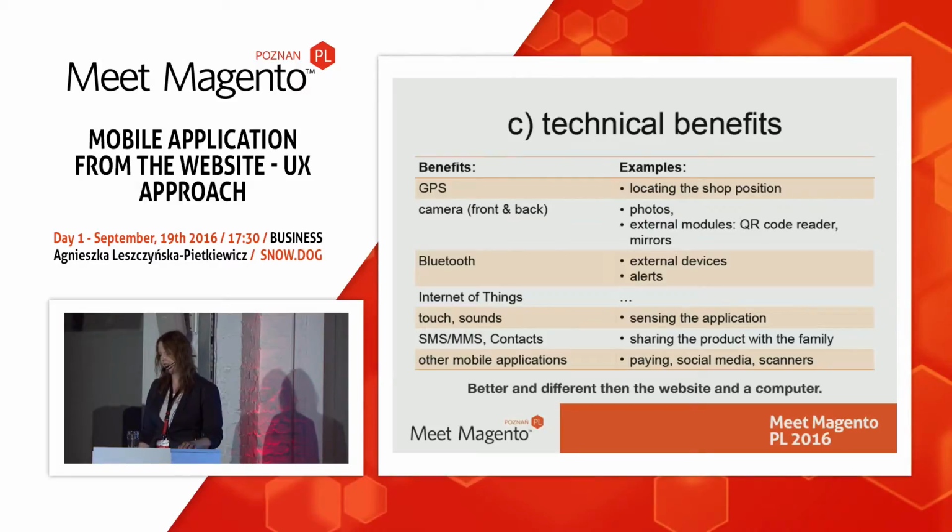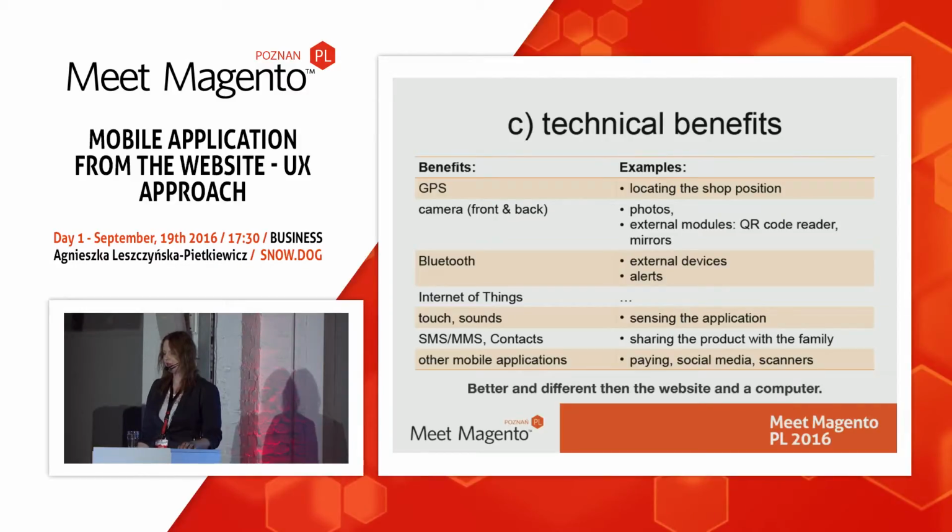There are also technical benefits at last. It's obvious, but people forget about it. Mobile devices have something that a computer doesn't have. You can have GPS, camera front and back. All right, it is on the computers, but it's not used in the shops. Bluetooth and so on. So you can use them for adding new values, so adding benefits for the user in the application. By GPS, you can locate the shop, the real shop position.